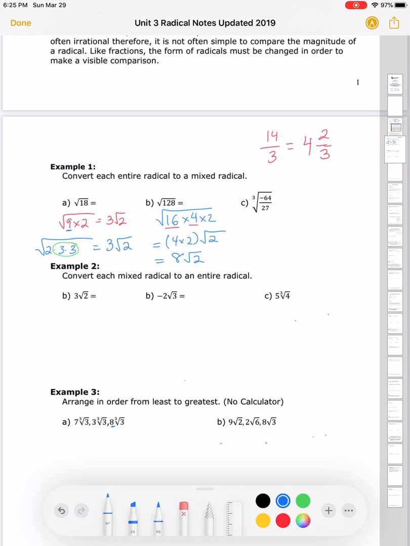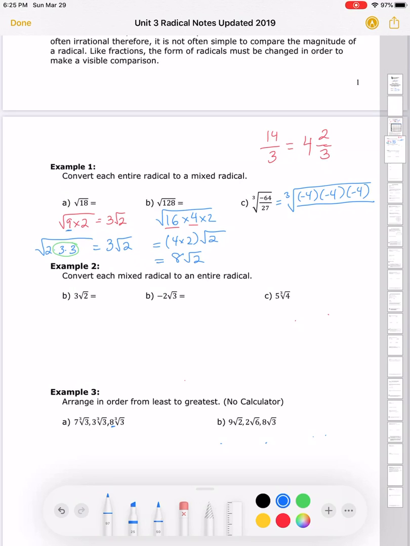Now, when you're doing a cube root, the difference is that instead of looking for a perfect square, you're looking for a perfect cube. We are not as familiar with those, and we don't have as many of them memorized. But the same kind of rule applies. We're going to look for sets of 3 instead of sets of 2. So if I expand this out, the cube root of negative 64 is the same as negative 4 times negative 4 times negative 4.